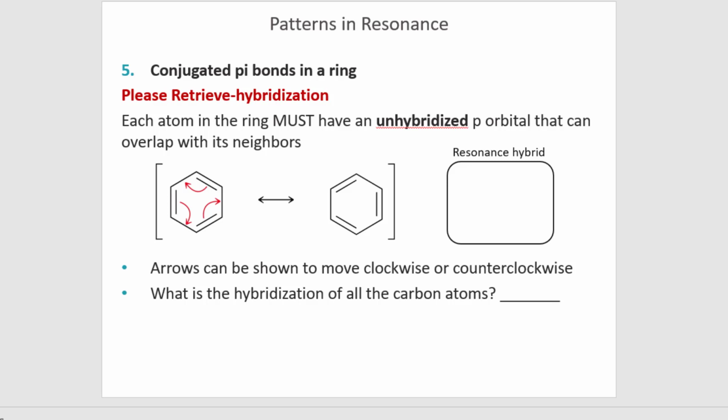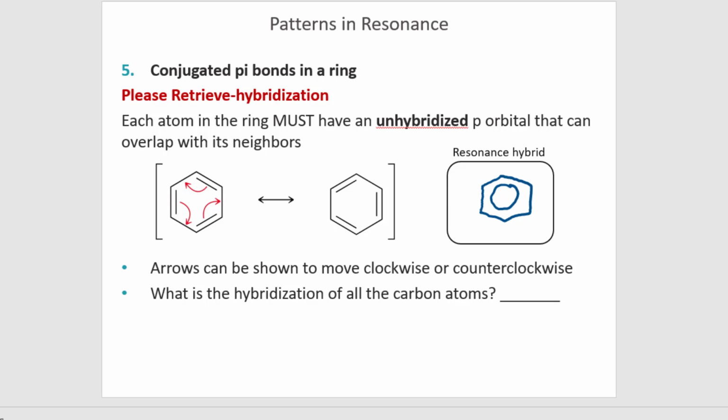So each atom in the ring must have an unhybridized p orbital that can overlap with its neighbors. And if you'll see, I can go ring around the rosy with these just using the p electrons. And it doesn't really matter how you draw a benzene ring. In fact, it doesn't matter so much that most of the time we just draw it like a resonance hybrid. Just the 6 electrons that make up the pi system are just round and round and round. Arrows can be shown to move clockwise or counterclockwise.